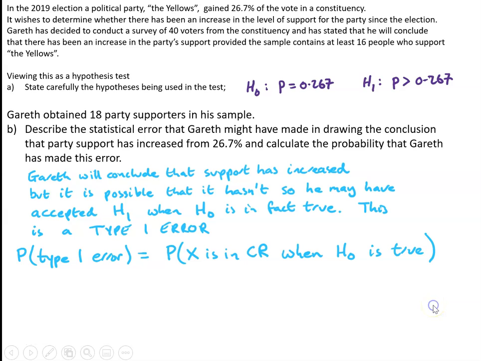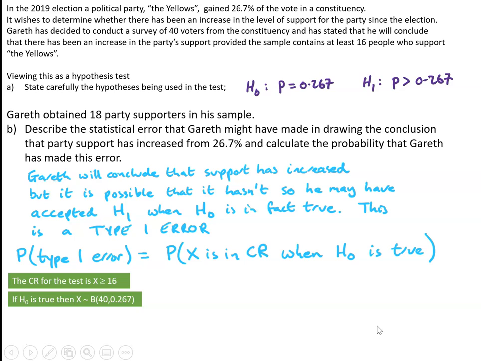Now we're told in the question that the critical region for the test is x is greater than or equal to 16, because Gareth is going to accept the alternative hypothesis if the sample contains at least 16 people who support the Yellows. If the null hypothesis is true, then x, the number of people who support the Yellows, will be binomial with n equals 40 and p equals 0.267. So we can say that the probability of a type 1 error is the probability that x is greater than or equal to 16 when x is binomially distributed with n equals 40 and p equals 0.267.